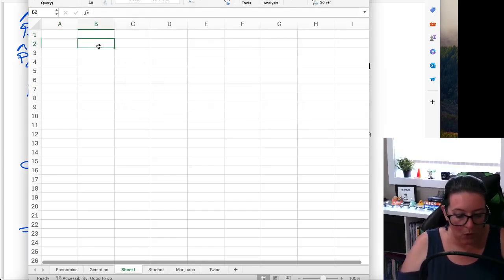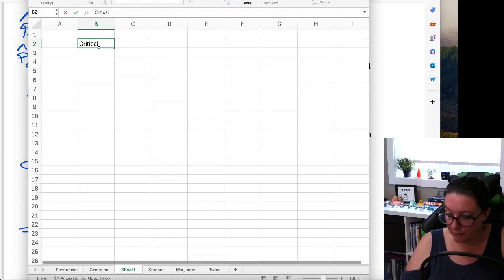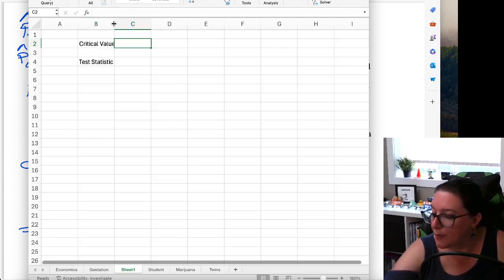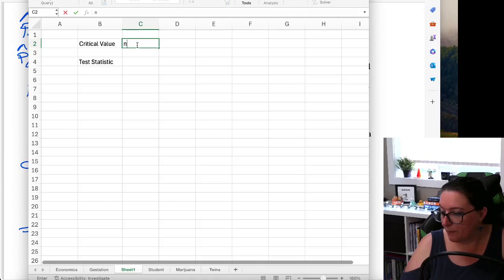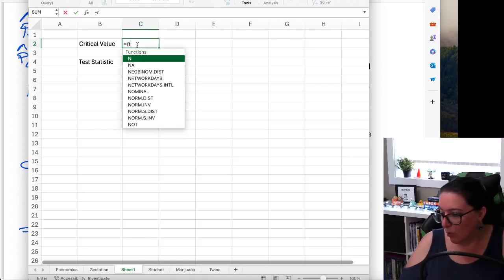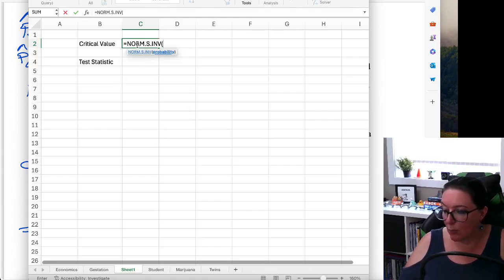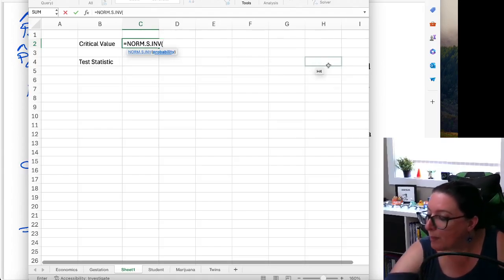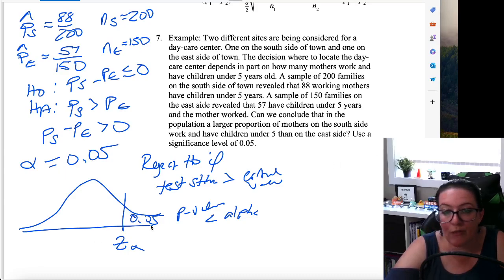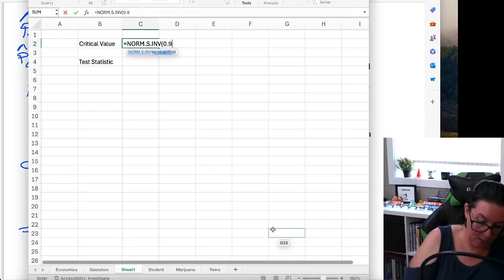So what do we need? We need a critical value and we need a test statistic. Our critical value is going to come from the inverse normal, which I can never remember the actual command for: equals NORM.S.INV. You want the one based on the standard normal distribution because you don't have a mean and standard deviation to give it, so we just give it a probability. What probability? We want 0.05 to the right, which is 0.95 to the left.